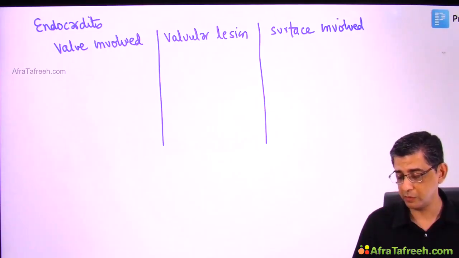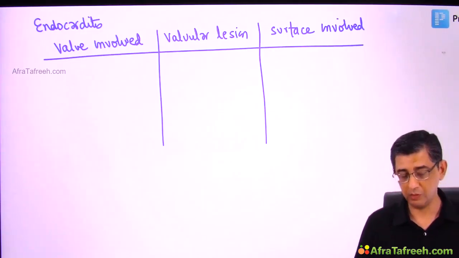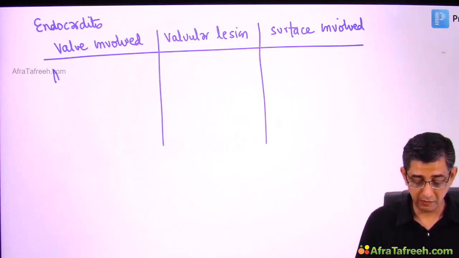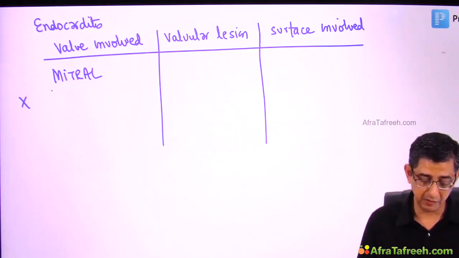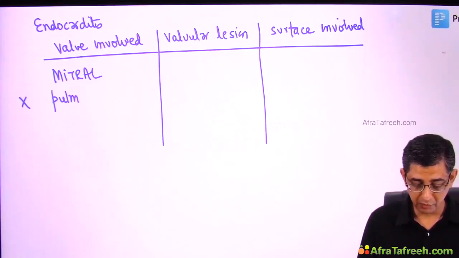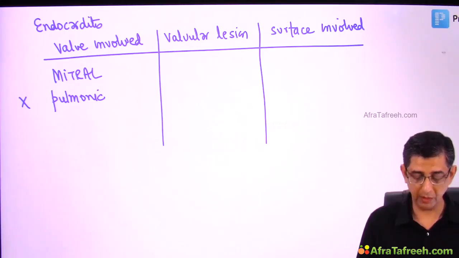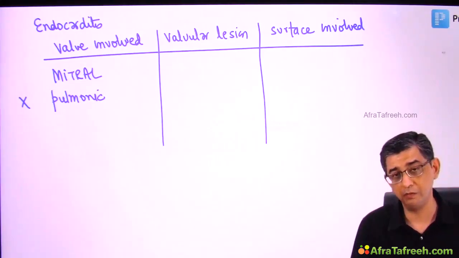That is going to be the commissural ends. Now, when we talk about the valve involved per se, as I've highlighted, the most common valve involved is mitral, but the question was asked vice versa: which heart valve is usually not involved in rheumatic endocarditis? It is going to be the pulmonic valve.